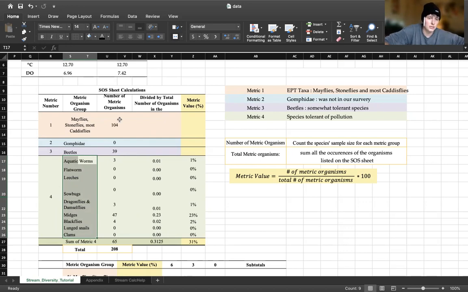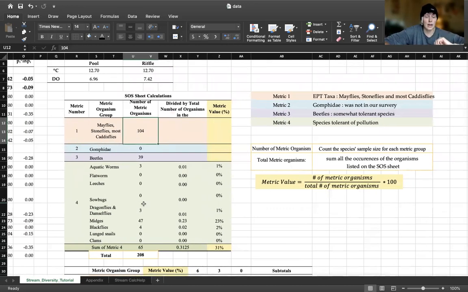And what you want to do is count all the number of organisms that are in the metric group within the riffle and the pool and put that in this column here. I've already gone through and counted all of them. This can be really tedious. Like I said before, just double check your numbers and make sure that you're counting from both the riffle and the pool. But I'm not going to show how I count them because it is very tedious. And you're going to go through and do that for all of them.